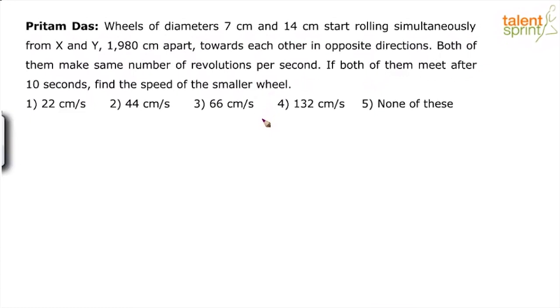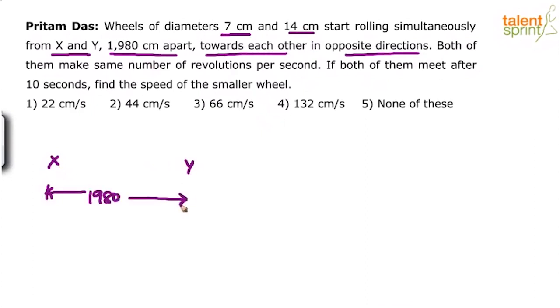Okay, so basically it's about wheels. There are two different wheels. Diameters are 7 cm and 14 cm. These two wheels start rolling towards each other in opposite directions, from the 2 points X and Y, which were 1980 cm apart. So let's assume this is point X and this is point Y. The distance between these 2 points is 1980.